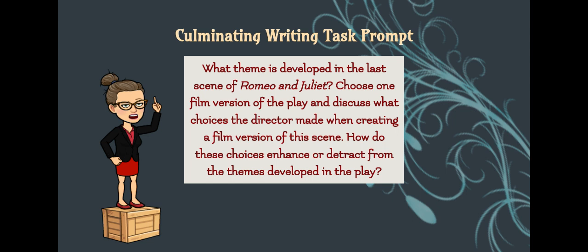Before we get started with this lesson, I want to go over the culminating writing task prompt. What theme is developed in the last scene of Romeo and Juliet? Choose one film version of the play and discuss what choices the director made when creating a film version of this scene. How do these choices enhance or detract from the themes developed in the play?